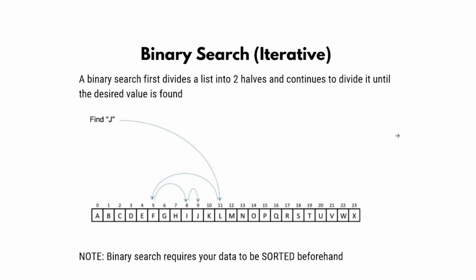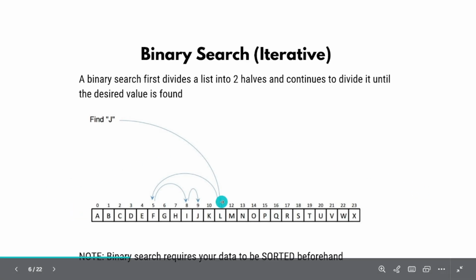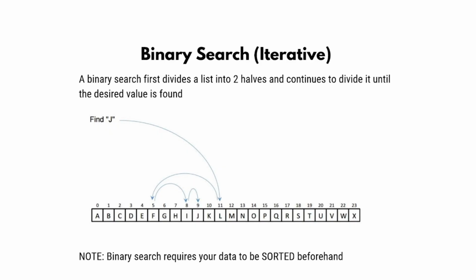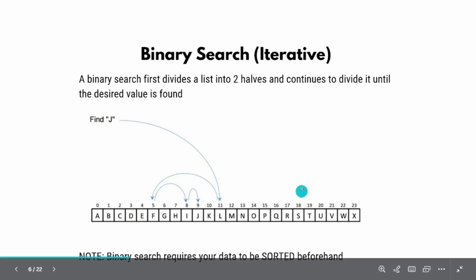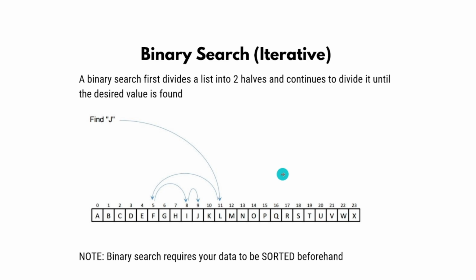I'm going to talk about binary search. A binary search divides a list into 2 halves and continues to divide it until the desired value is found. This one's a little bit tricky. First of all, the binary search requires your data to be sorted beforehand, right? It's not like sequential search where you can have any combination of letters. It has to be sorted. So here we have a sorted list, same as last time. And we still want to find j.